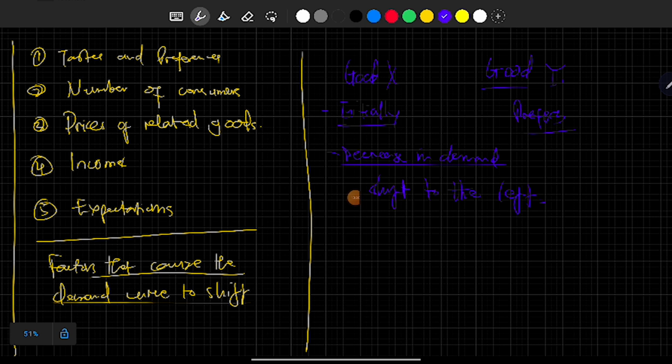It's the same thing. If they prefer to consume more of X, then the demand for X will increase, and the curve will shift to the right. That's one of the factors, tastes and preferences.